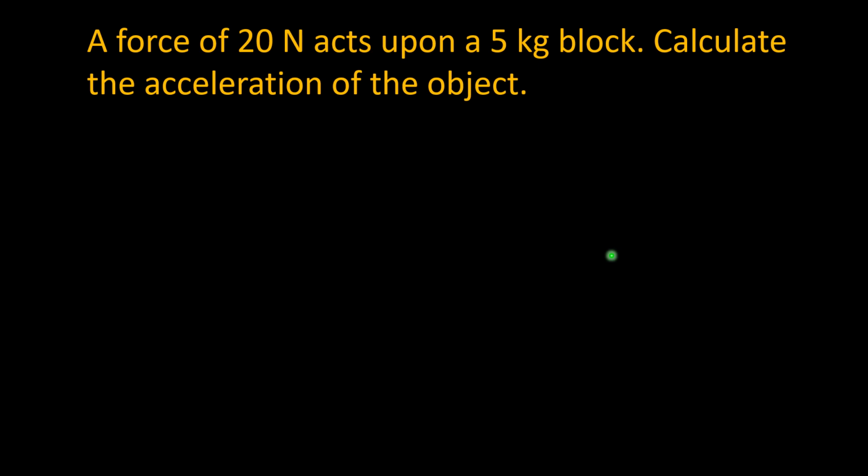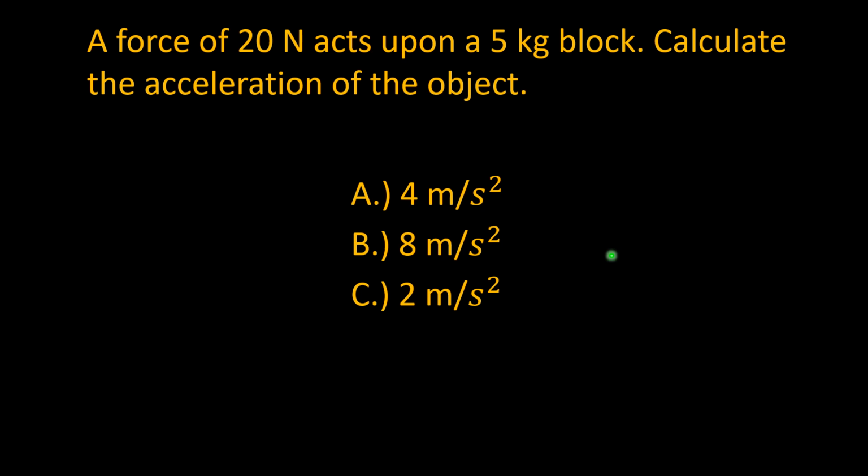So let's go over the problem. It'll be option A, 4 meters per second squared. Option B, 8 meters per second squared. Or option C, 2 meters per second squared. So if you guessed option C, 2 meters per second squared, unfortunately that's not the right answer. What about option A? Option A is the correct answer. So let's go over it.